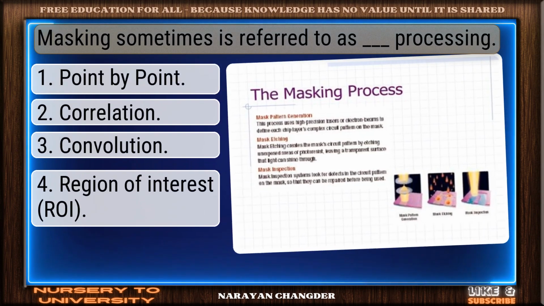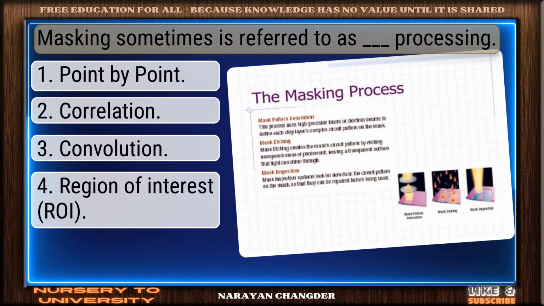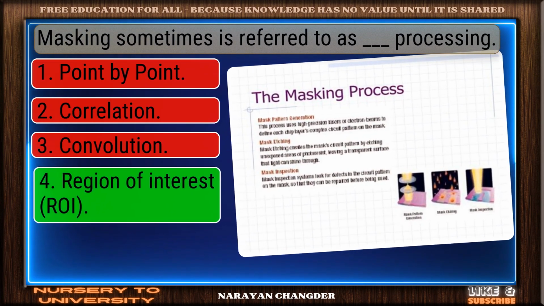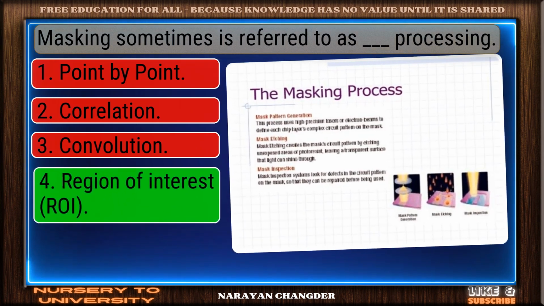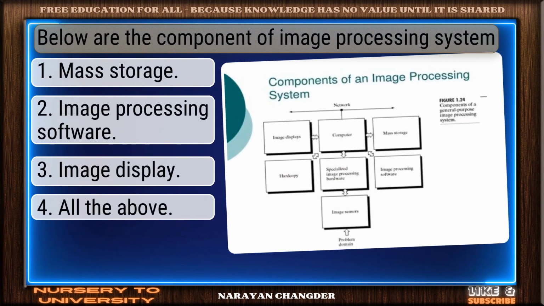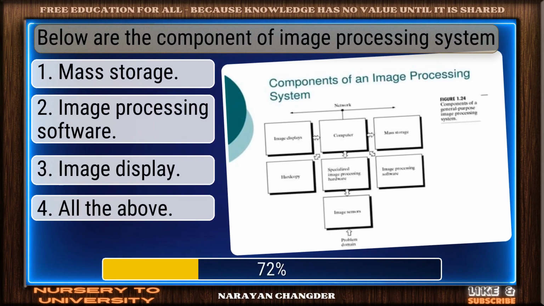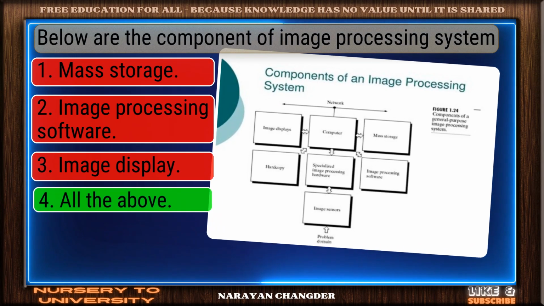Question number 54. Masking sometimes is referred to as dash processing. Correct response. Region of interest is the most accurate answer. Question number 55. Below are the component of image processing system. Correct. All the above is the right answer.